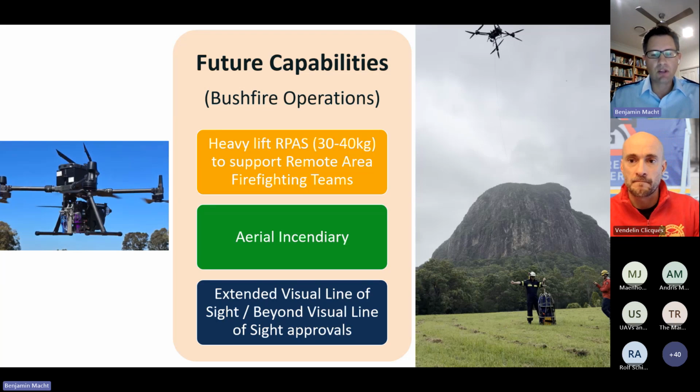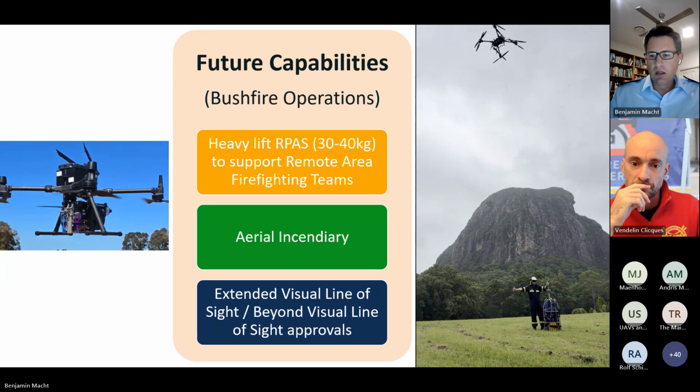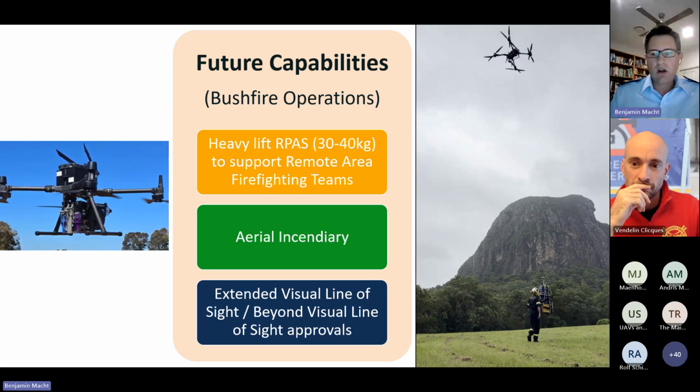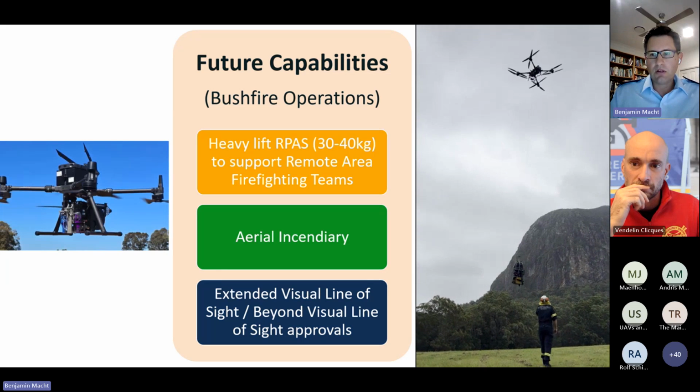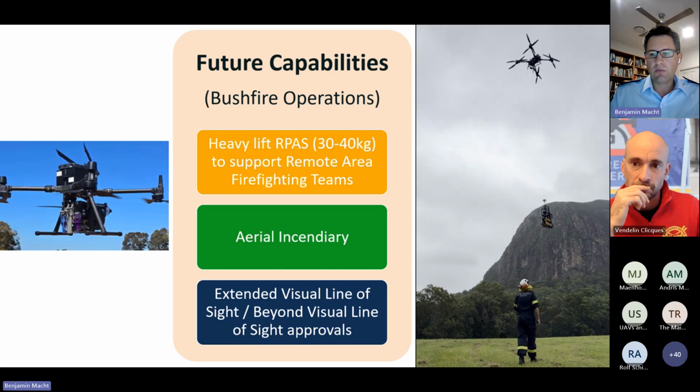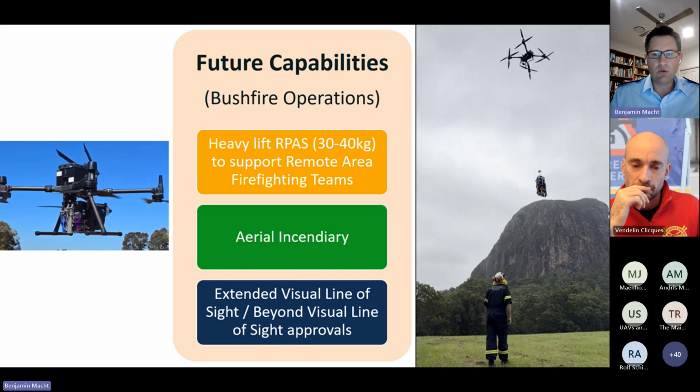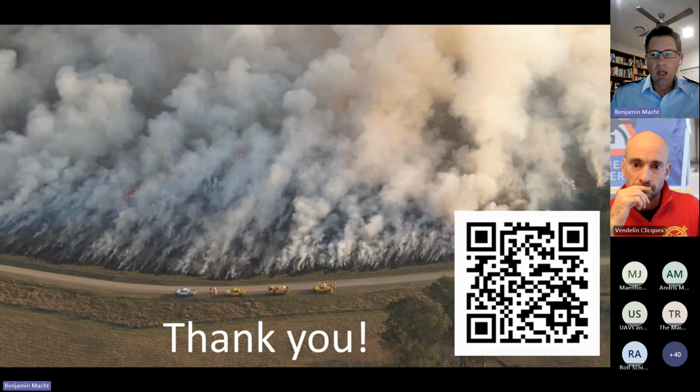And then we're currently working with our regulator, the Civil Aviation Safety Authority, CASA here in Australia, to get us extended visual line of sight and beyond visual line of sight approvals for bushfires and other incidents. So currently operating under visual line of sight with an observer is what we're doing for all incidents. Excellent. That's a current trial of the heavy lift drone, lifting in some heavier equipment to our crews that are in the bush. And that is it from me.